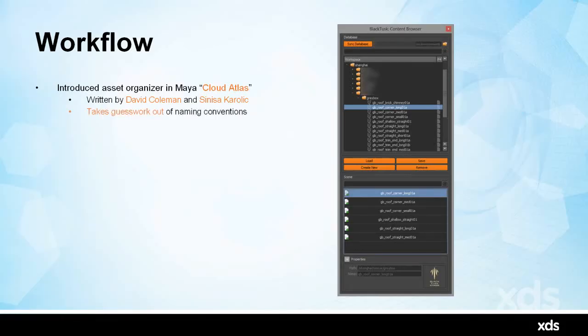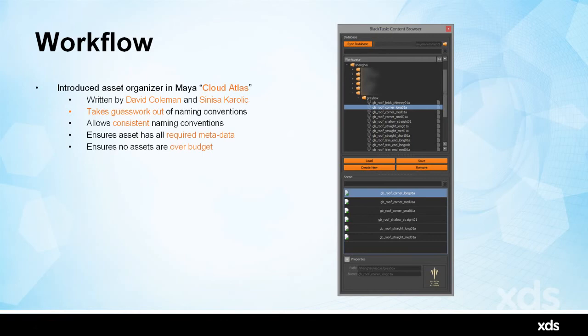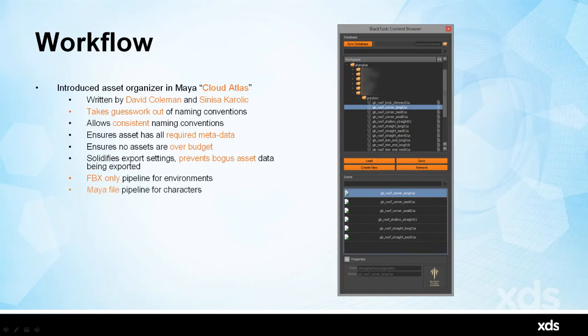So it takes the guesswork out of naming conventions, with consistent naming conventions. All required metadata is in the assets. No assets are over budget. If the artist tries to export an asset that's over budget, it lets them know. And it solidifies export settings, so no bogus asset data is exported. And we use FBX for environments, Maya files for characters.